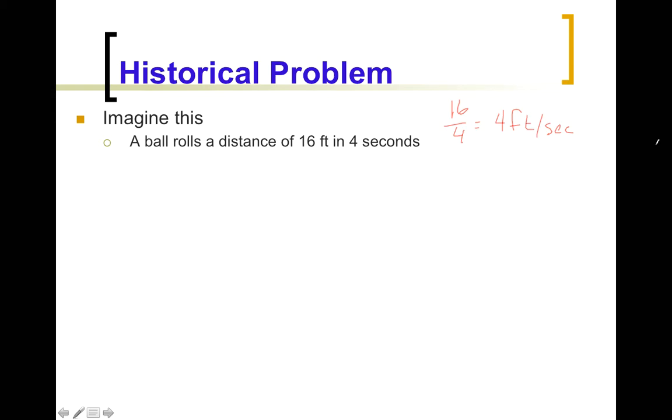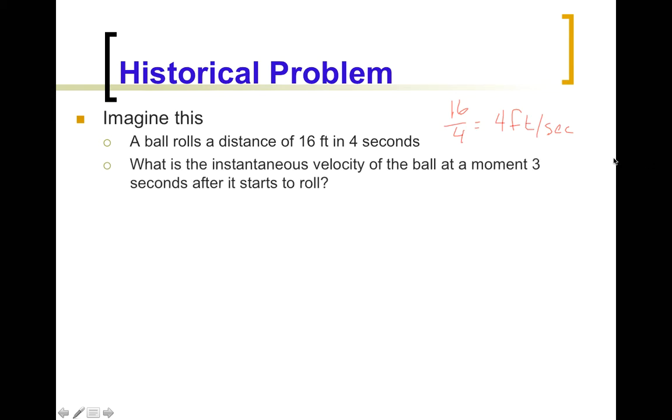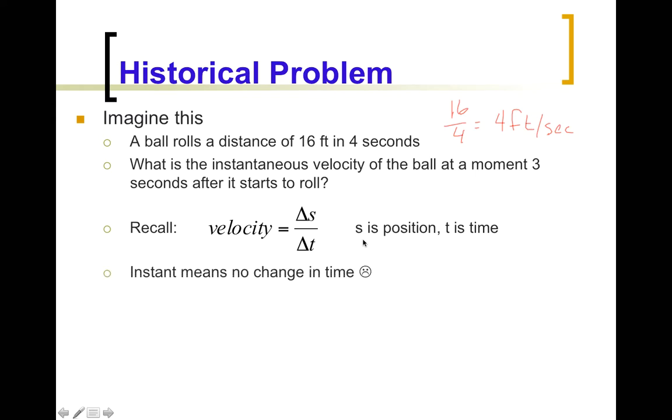Now that's pretty straightforward, pretty easy. But then what ended up being the question, as I was mentioning in class, is what would be the instantaneous velocity at 3 seconds after you rolled the ball? Well, Galileo was struggling with this because he knew that velocity is the change in position. So you have to understand that s is position, t is time here. He knew that velocity was the change in position over change in time. But his problem was that instantaneous velocity meant that time was not changing. And so if time was not changing, delta t would be 0. And that's no change in time.